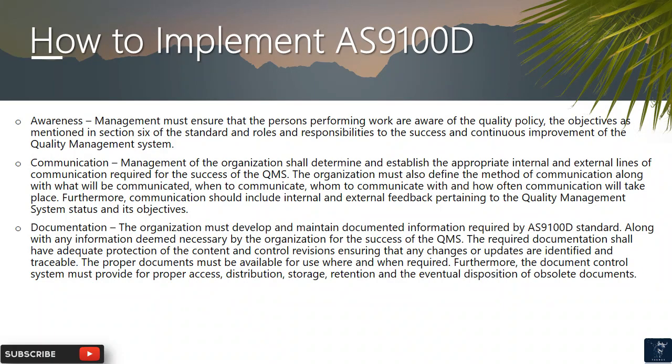Documentation. The organization must develop and maintain documented information required by AS9100 standard, along with any information deemed necessary by the organization for the success of the QMS. The required documentation shall have adequate protection of the content and control revisions, ensuring that any changes or updates are identified and traceable. The proper documents must be available for use where and when required. Furthermore, the document control system must provide for proper access, distribution, storage, retention, and the eventual disposition of obsolete documents.